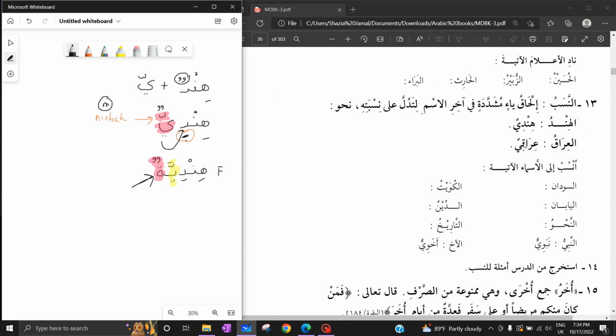In case of Iraq, Iraqiyun, what about feminine? It's Iraqiya with a shadda and fatha, Iraqiyatun. This is how you make feminine. What happens now? There are some country names, such as Sudan, Sudaniyun, and feminine Sudaniyatun. Okay, Sudaniyatun.